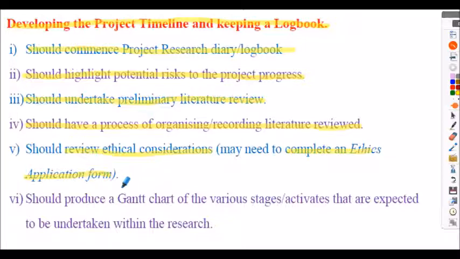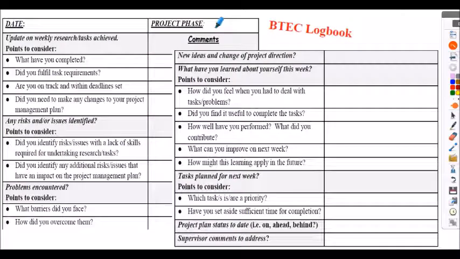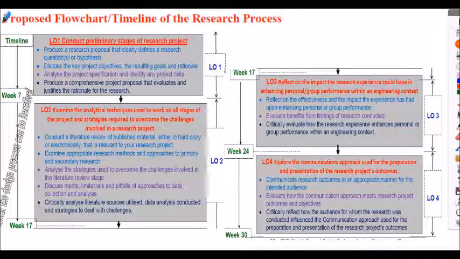I would also encourage you to produce a Gantt chart of the various stages or activities that are expected to be undertaken as your research unfolds. This will help you monitor your progress and keep you on schedule. As a suggestion, we could use the BTEC Logbook we used in Unit 4 to monitor the design project process we undertook. And again, that will capture your thought processes, the problems you've had, the progress you've made as the project unfolds. Here's a proposed flowchart and timeline of the research process to be undertaken.